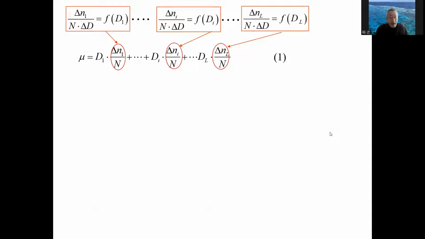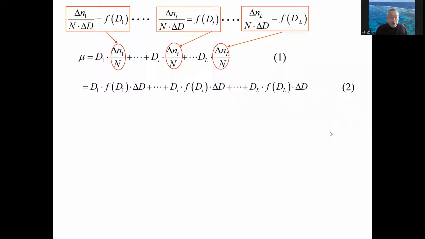In this page, I will explain the conversion from the probability density to the probability density function. Let's substitute the probability density FD1, FDI, etc. into equation 1. As a result, mu can be expressed by equation 2. Let's change the form of equation 2 to the expression using the summation symbol sigma.